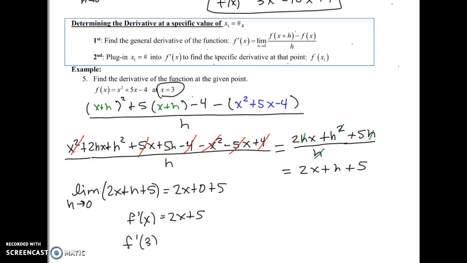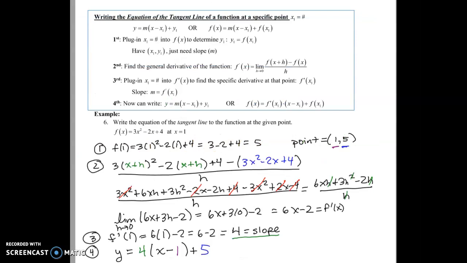So this second step is just finding the value at x equals 3. We're going to put 3 into our derivative expression. So 2 times 3 plus 5. So this is 6 plus 5, which equals 11. So our derivative at 3 is 11. What this represents is the slope of the tangent line at x equals 3. And that's what we're going to look at next, how to write the equation of that tangent line.